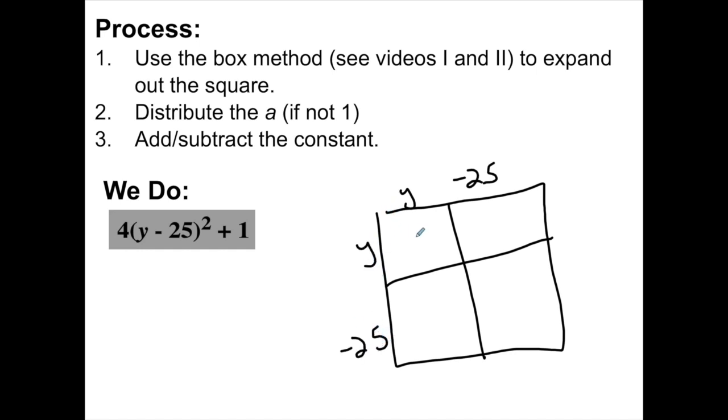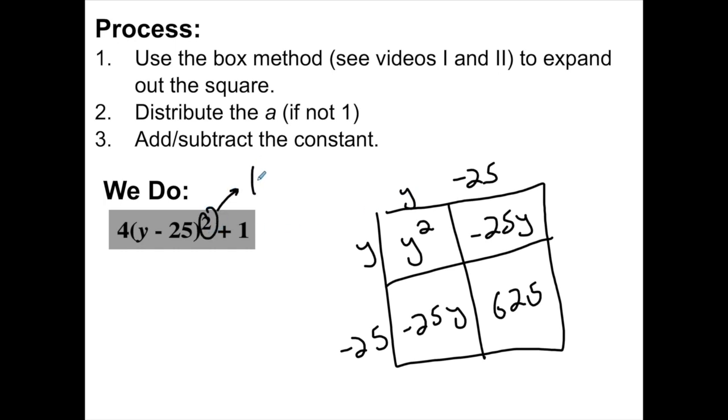Great. So here I'm going to have y squared. Here I'm going to have minus 25y. Here I'm going to have minus 25y. Here I'm going to have 625. Remember, these are the same because you're squaring it. So when you have y minus 25 squared, that's the same thing as doing y minus 25 times y minus 25, multiplying it by itself, and that's exactly what the box is doing.